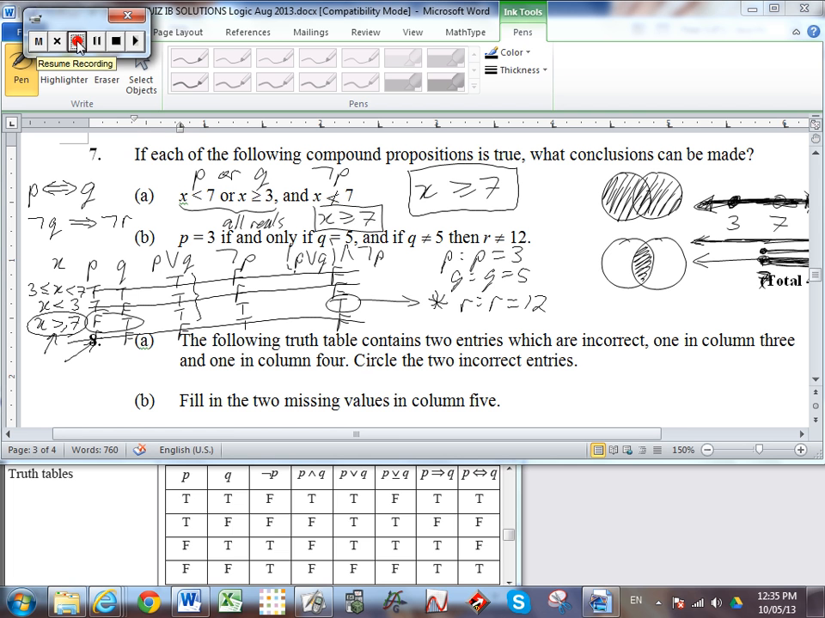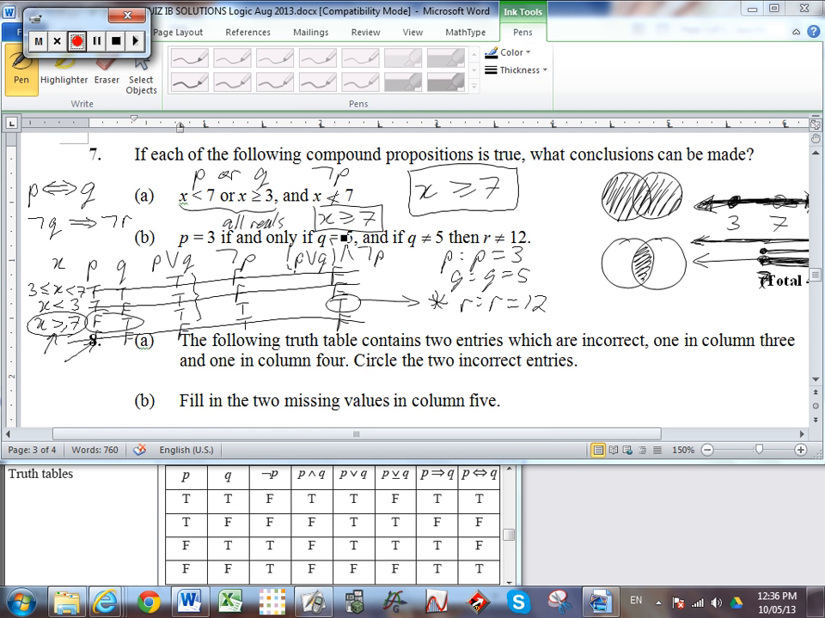Let's reason this out first, just by thinking about what this equivalent symbol means. And remember that we're told that each of the following compound propositions is true, and our compound proposition here is P if and only if Q. So if we know it's true, then we must be here or here. And in those two situations, P and Q are the same as each other. So either these things are both true, or they are both false. Those are the two ways that this particular proposition can be true.